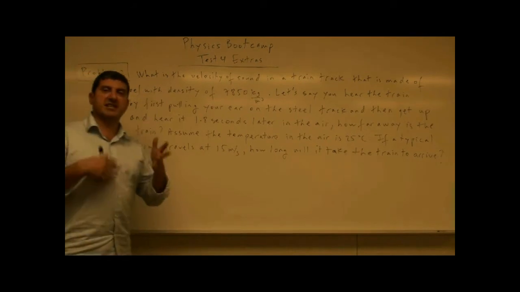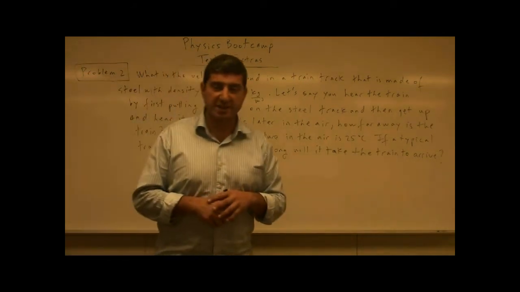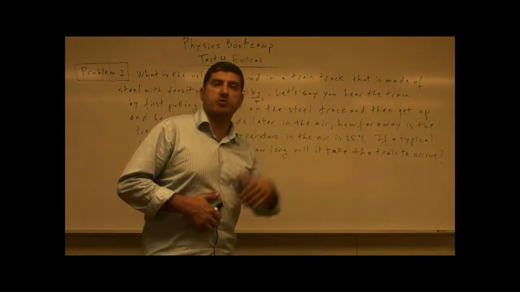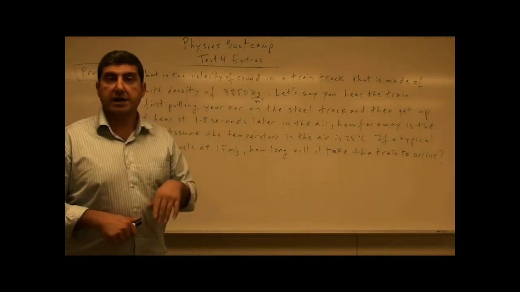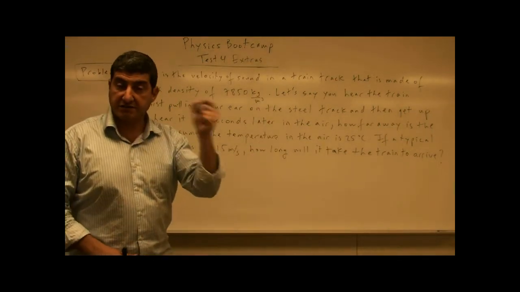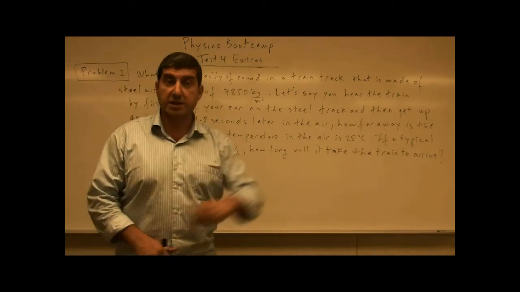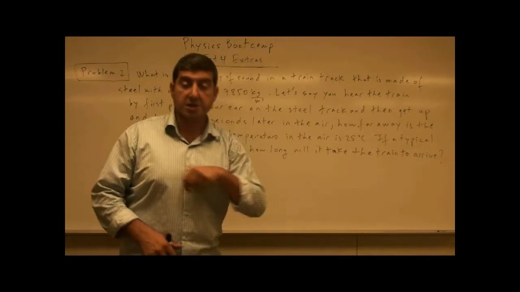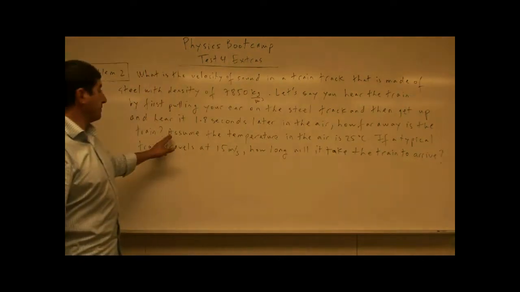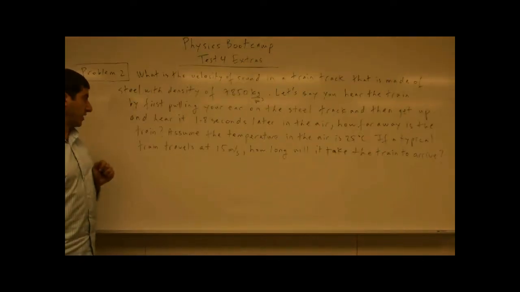So I'm kind of making this like a good old Western movie where you're a train robber. You put your ear on the steel train tracks, you hear the train, and you get up, and a little bit later you hear it in the air. Since the velocity of sound in steel is quicker, it will come to you first, then it will take a little bit of time to come to you through the air. From there you can calculate the distance to the train.